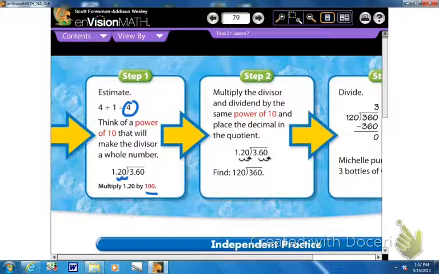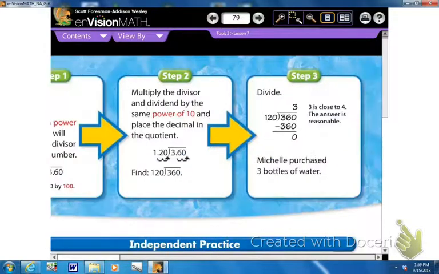And remember, we would have to do the same to the dividend in the box, and it would move 2 places here. If we're going to multiply 1.20 by 100, we have to multiply 3.60 by 100, or we're going to change the whole problem. So once you get that set up, then you're actually going to be working this problem right here, 360 divided by 120. Okay, so now you're going to go ahead and work the division problem.